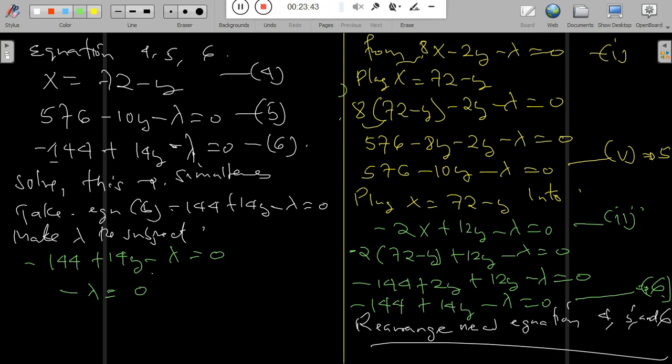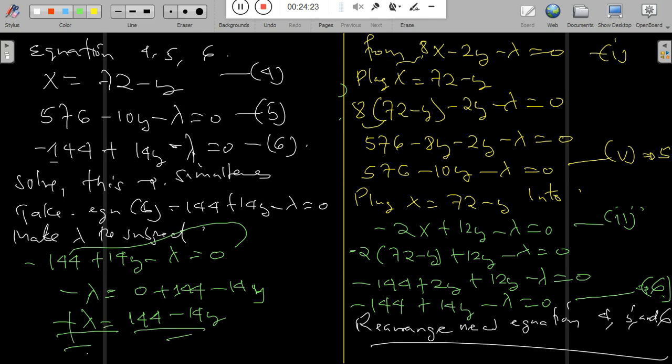It will be negative lambda, that is 0 plus 144, then minus 14y. So negative lambda is equal to 144 minus 14y. Divide by the negative sign on both sides of the equation. It will be lambda is equal to negative 144 plus 14y. So that will be equation number 7.